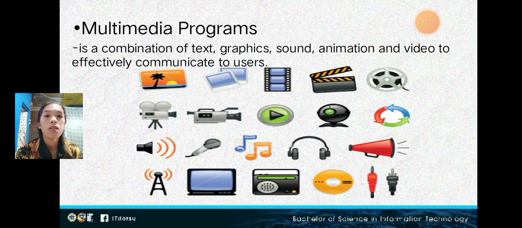So next is multimedia programs. Multimedia programs are a combination of text, graphics, sound, animation, and video to effectively communicate to the user. For example, creating a vlog, like on YouTube. Most vloggers use a combination of text, sound, or animation in their videos so they can create more creative videos. They use a combination of programs in their videos.